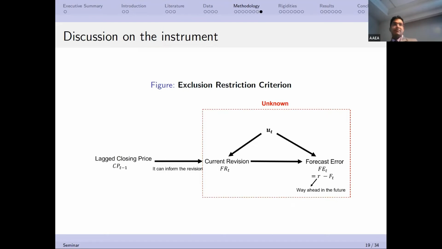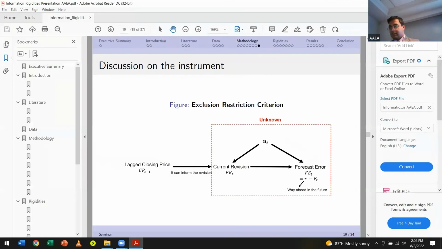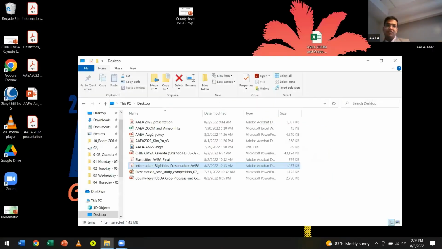Any questions? Thank you. Somebody has their flash drive here, so before you forget. Yeah, thanks.